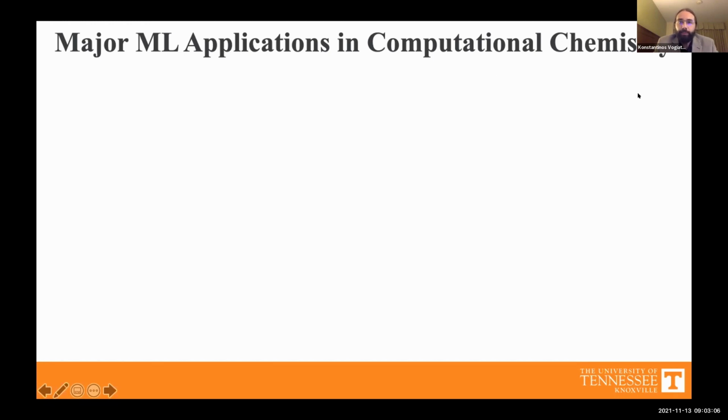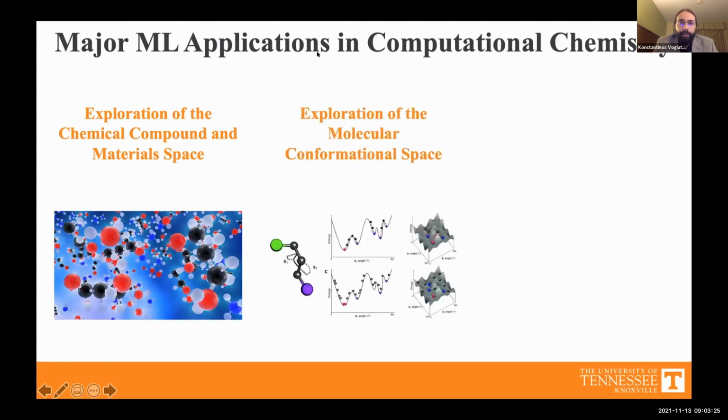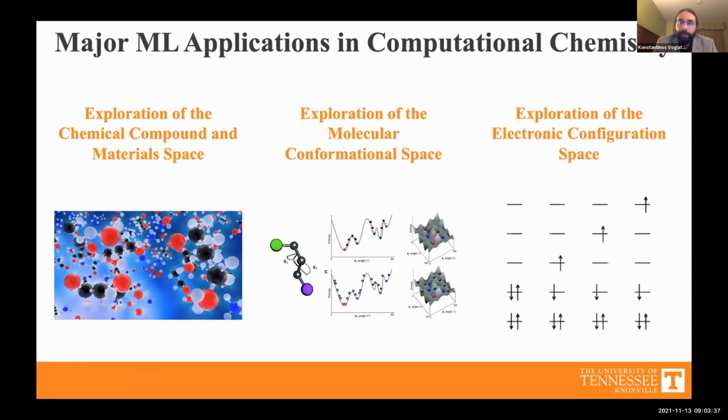So, some of the major applications of machine learning in computational chemistry that have been explored in the past years are mainly related with the exploration of the chemical compound and material space. We heard many talks about this yesterday, and many groups are active in this direction, especially for drug discovery and new materials. A second application is the exploration of the molecular conformational space, mainly promoted by neural network potentials and similar approaches.